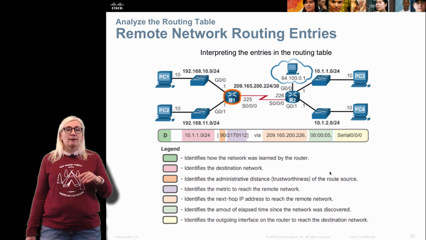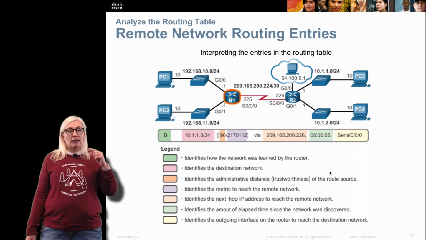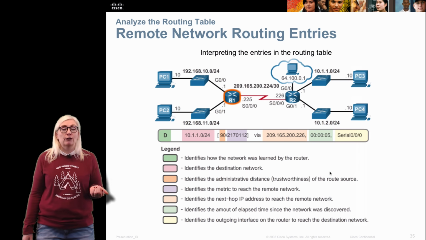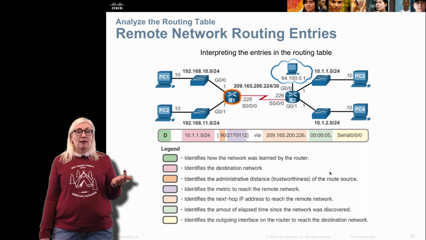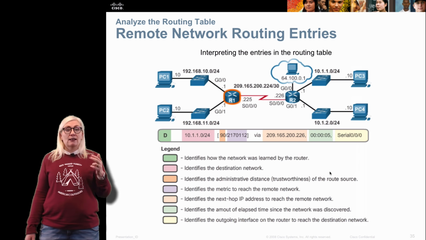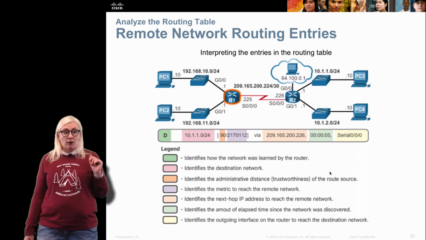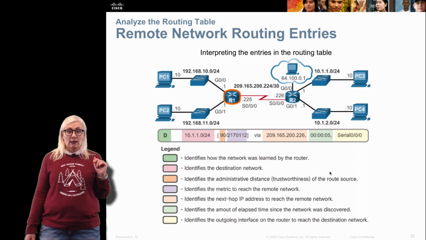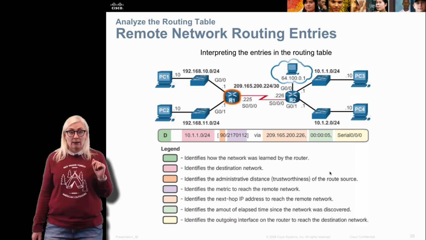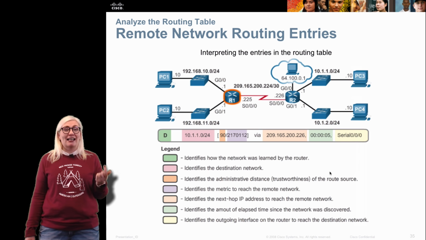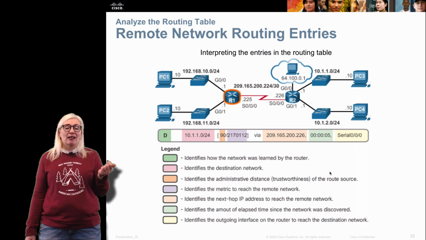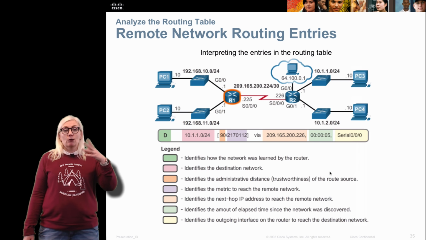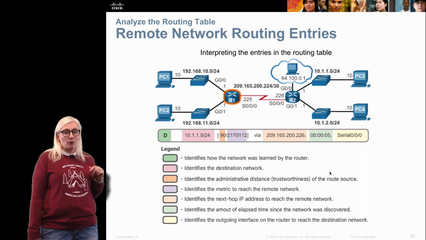So if we look at the specific line, we will see the first identifies the routing protocol, how we have learned the route. This is an EIGRP route. Then it tells us the destination, the pink one. The orange one first is the AD, the trustworthiness of the route. Since this is EIGRP and an internal route, it has an administrative distance of 90. Then we have the metric, which is a huge number in this case because it's EIGRP.